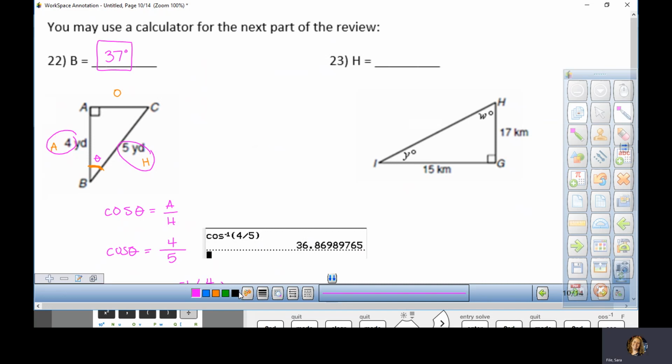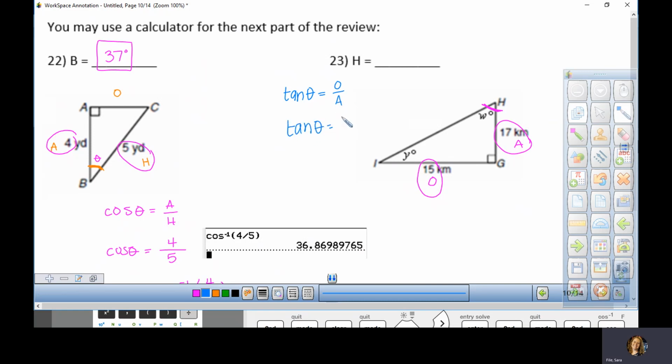All right, in number 23, they're asking us to find H. How many degrees is this angle? This is what we're looking for. From there, 15 is opposite and the 17 is adjacent. It's the angle that's missing, so I have to use the 2 known sides. I don't even have to label hypotenuse because I don't know it. I know 17 and 15, which is O and A. So what trig function puts O and A together? O over A.